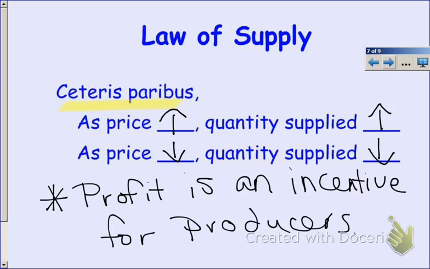Okay, that's the law of demand and law of supply. Be ready to come into class and work with it.